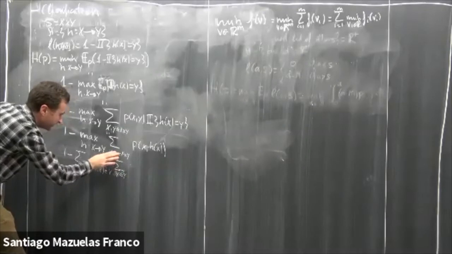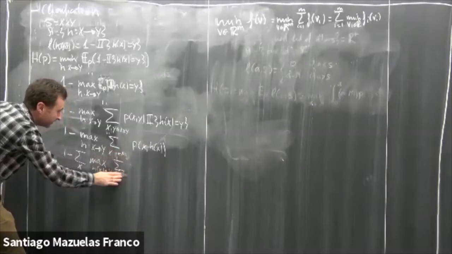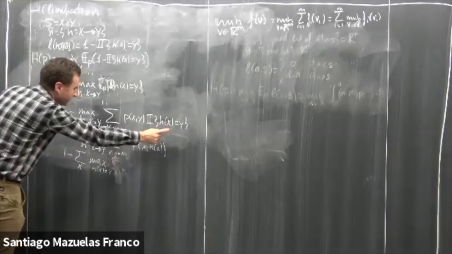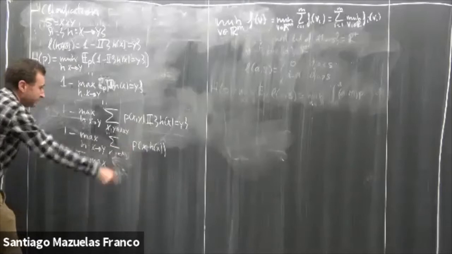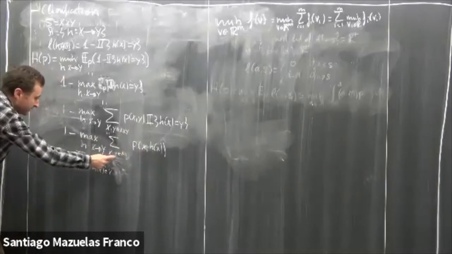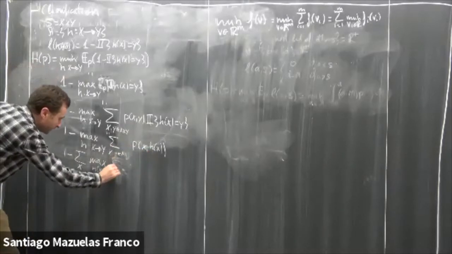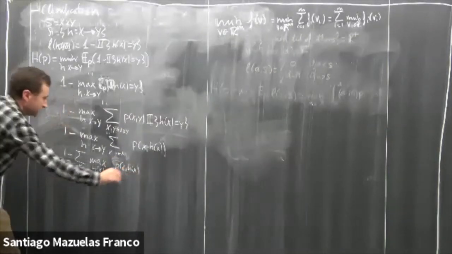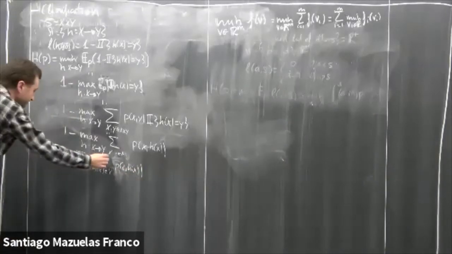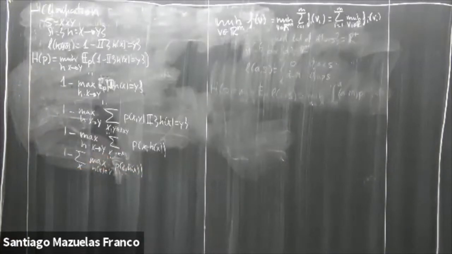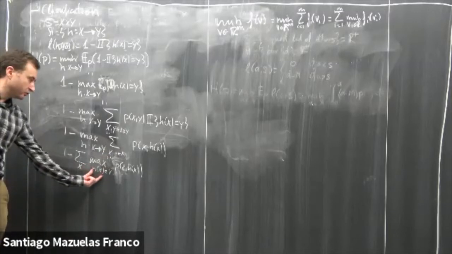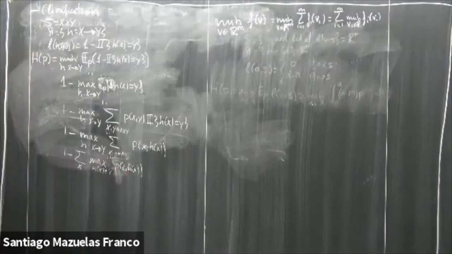I put in here some sum over the y, but the y is going to disappear. So the only y that survives after this indicator is this value. And then we need to maximize. Okay. So now we just need to find the one value for h of x that maximizes this quantity there, and then we are done.